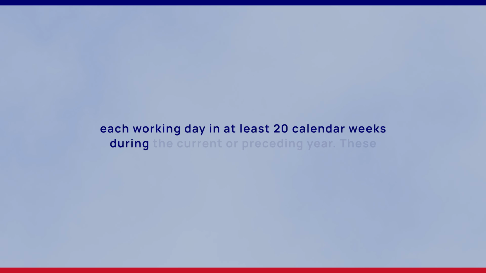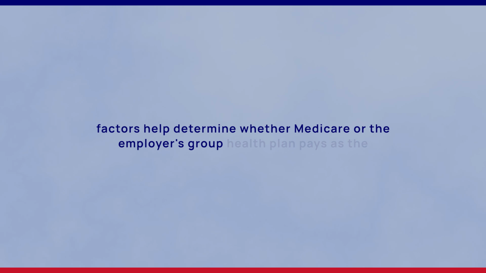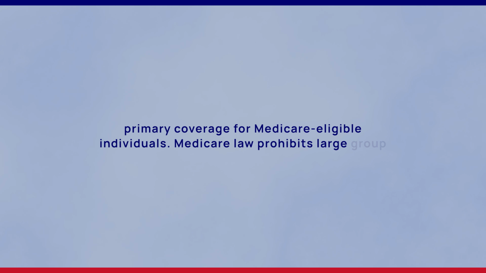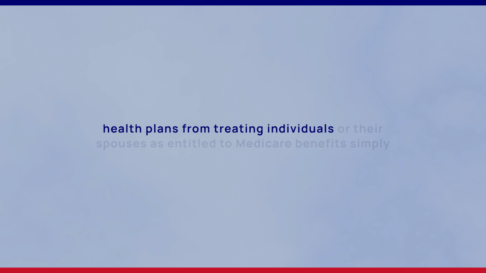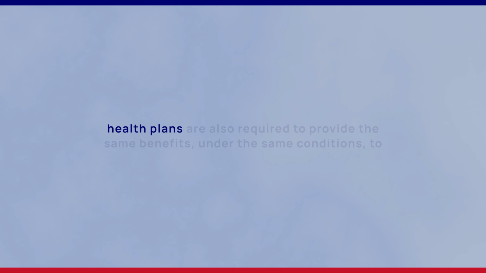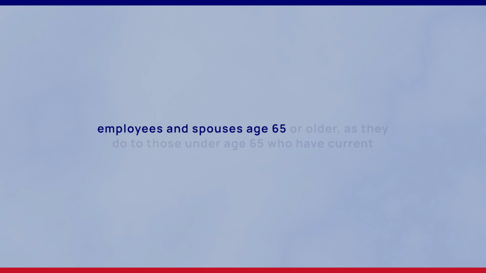These factors help determine whether Medicare or the employer's group health plan pays as the primary coverage for Medicare-eligible individuals. Medicare law prohibits large group health plans from treating individuals or their spouses as entitled to Medicare benefits simply because they are covered under the employer plan through current employment. Large group health plans are also required to provide the same benefits, under the same conditions, to employees and spouses age 65 or older, as they do to those under age 65 who have current employment coverage.